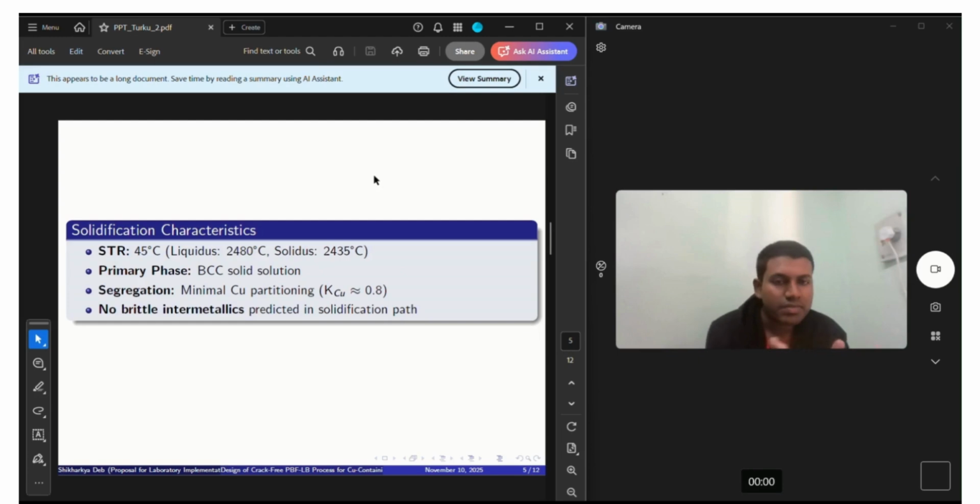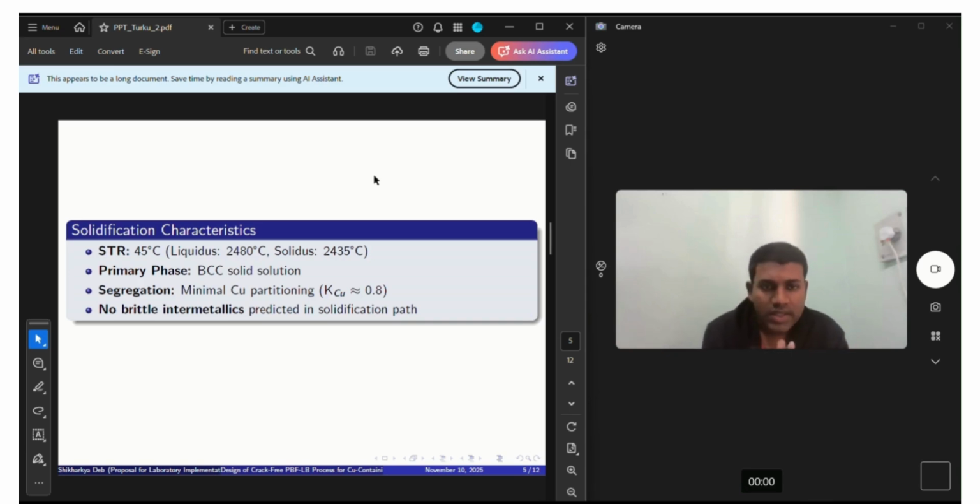For the solidification path analysis, we calculated that our tungsten, tantalum, and copper alloy begins solidifying at 2480 degrees centigrade, which is the liquidus, and completes solidification at 2435 degrees centigrade, which is the solidus. It has a solidification temperature range of 45 degrees centigrade, which is well below the 61 degrees centigrade mark.